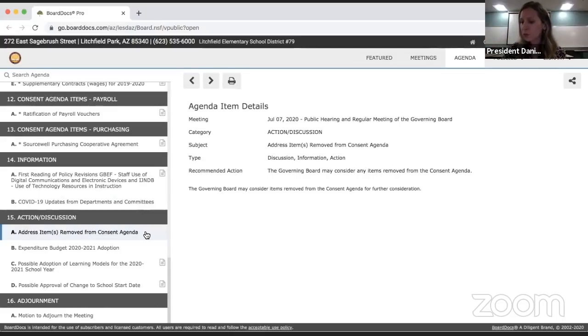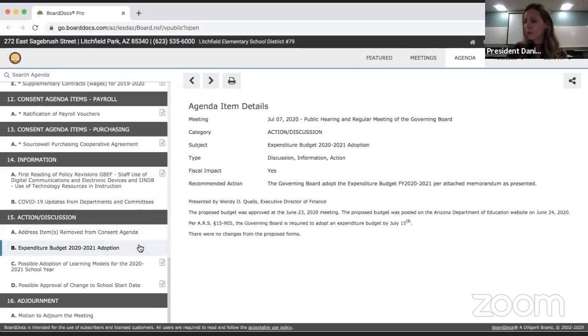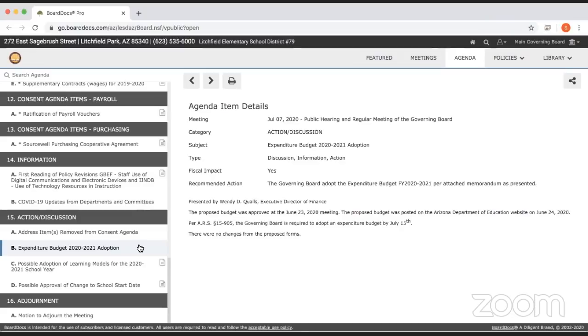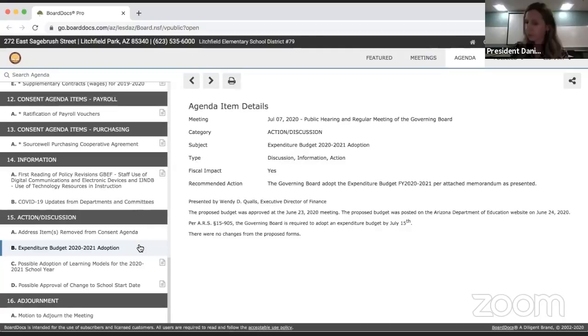Okay. Moving on to 15A, we do not have any items to address from our consent agenda, so we will move on to the expenditure budget 2021 adoption. This is what we reviewed earlier in the evening with questions and discussion. So I will certainly open it up for any questions if we had any remaining from earlier in the evening. I have nothing more. Tanya, do you have anything to add? Nope. I feel like we've covered it. Thank you. Okay. Perfect. Then I will entertain a motion to approve the expenditure budget for the 2021 school year.